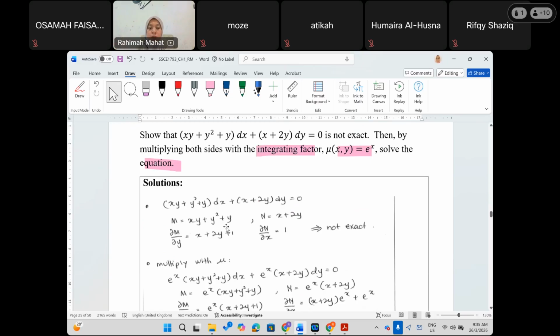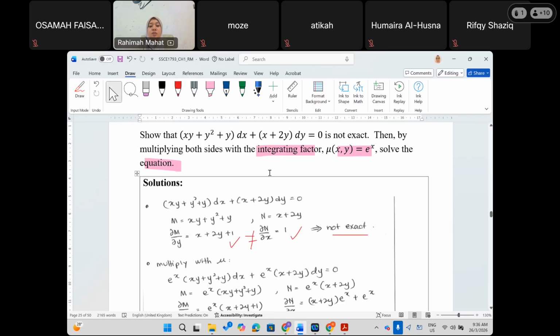So you check first whether this is exact or not. You need to find your delta M over delta y. So delta M over delta y, you differentiate with respect to y. This one you get x plus 2y plus 1. And this one you differentiate with respect to x. This one you get 1. So if you look here, delta M is not equal to delta N. So this is not exact.